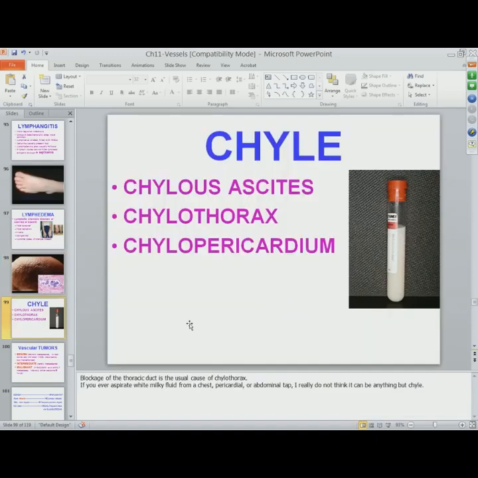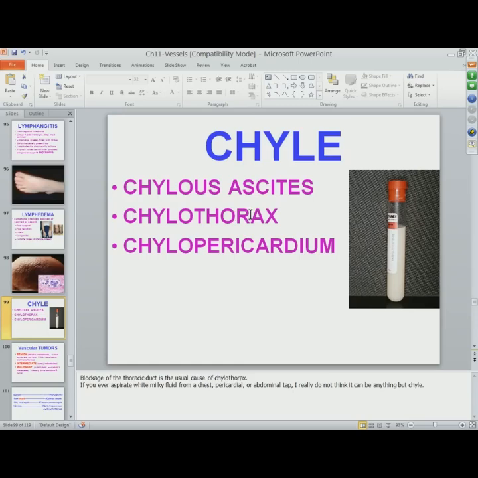Obstruction of lymphatics at the level of the thoracic duct might produce a significant amount of lymphatic fluid, white, milky lymph, within the thorax. Or, most likely, if it's blocked at the level of the diaphragm or higher even, it might produce chyle. Chyle is lymph fluid, C-H-Y-L-E, in the abdomen, and that's called chylous ascites. And if it involves the thorax, it's called chylothorax.